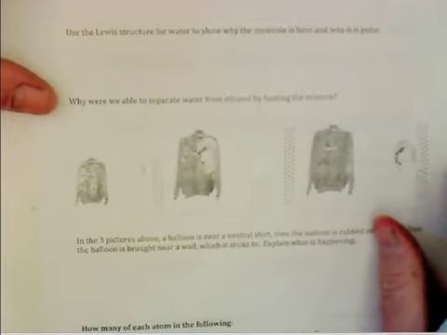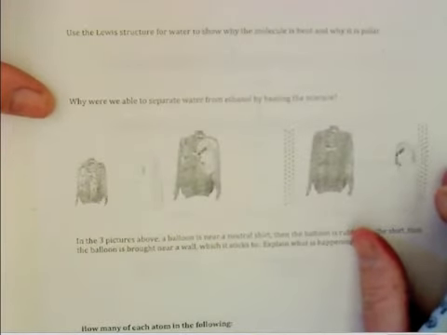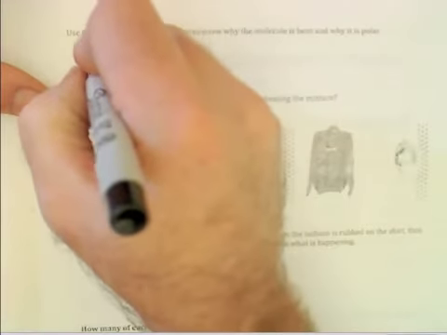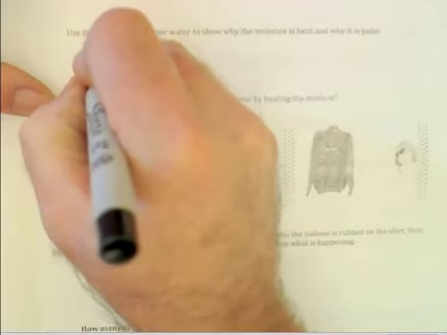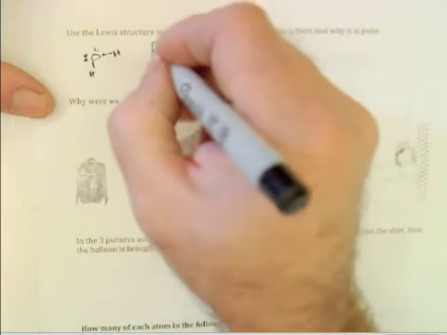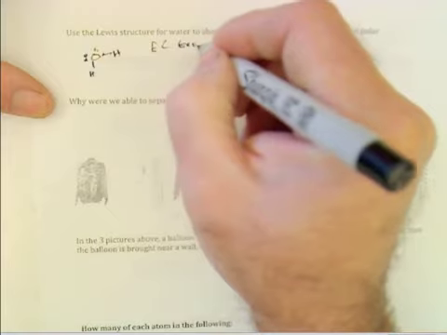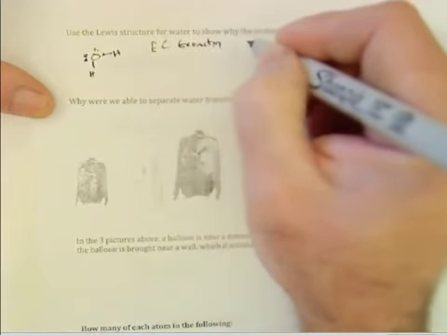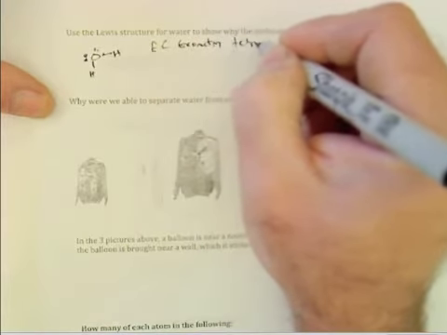The second page. The Lewis structure for water, and show why it's bent and why it's polar. Okay, that's a really important problem for this class. The Lewis structure we've done in class enough times, so I'll just put it. Looks like that. Okay, those are 2 dots. So why is that bent? Well, because the electron cloud geometry is tetrahedral.